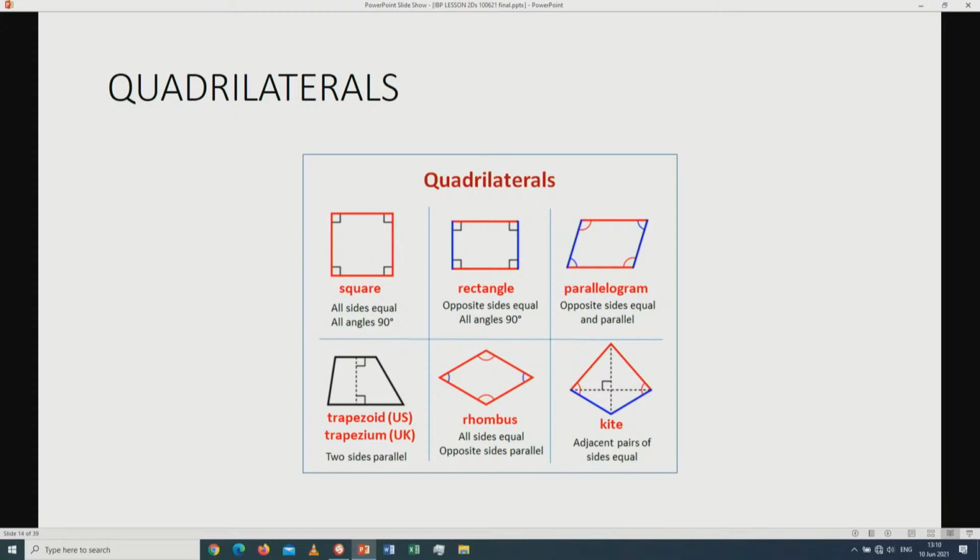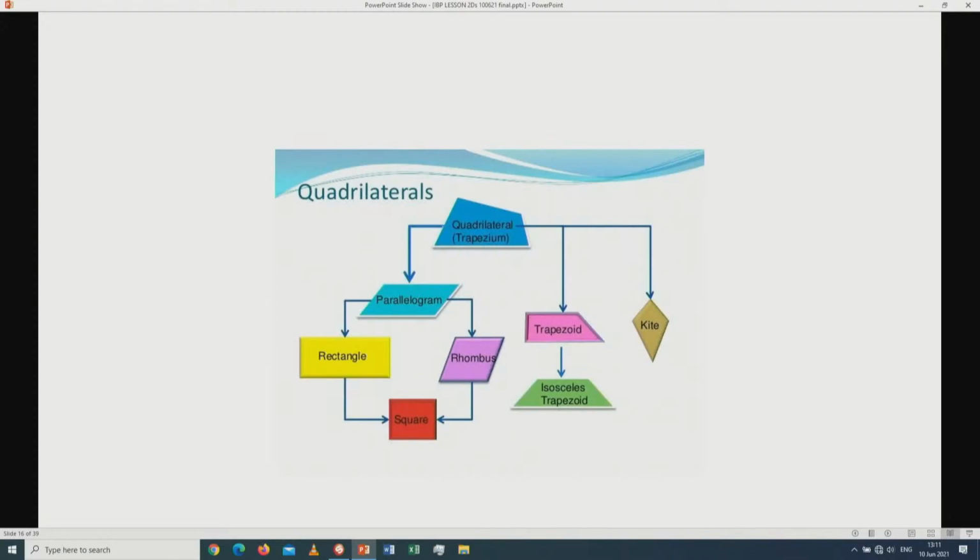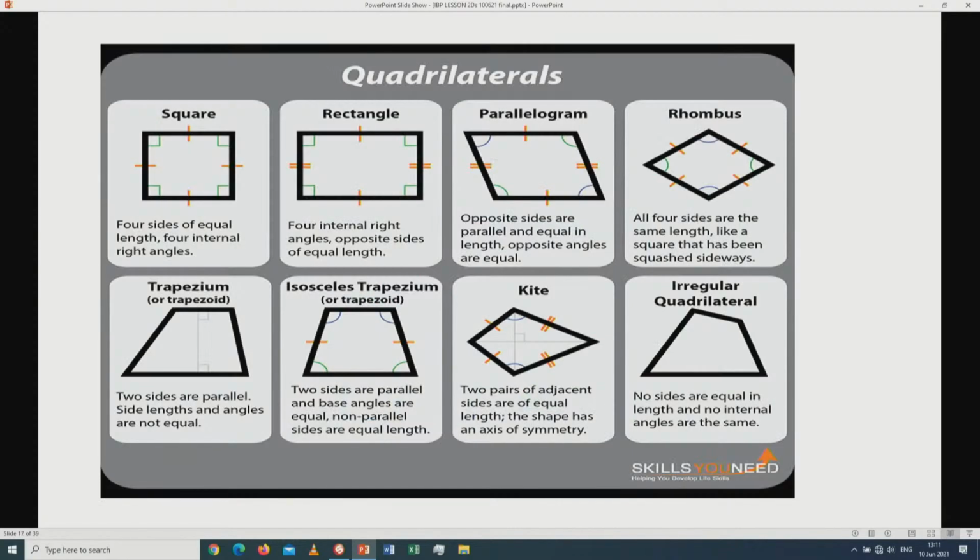Rectangle, opposite sides equal, all angles 90. Parallelogram, opposite sides equal and parallel. Okay? Trapezium or trapezoid, depending on whether it's US or UK, two sides parallel. Rhombus, all sides equal, opposite sides parallel. Kite, adjacent pairs of sides equal. Just a way of reminding ourselves.